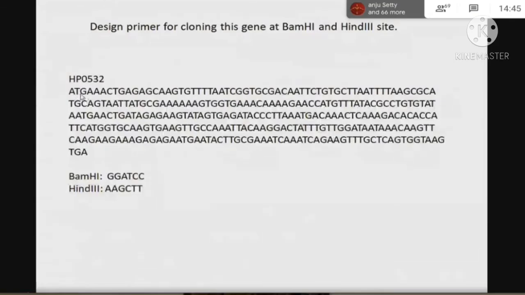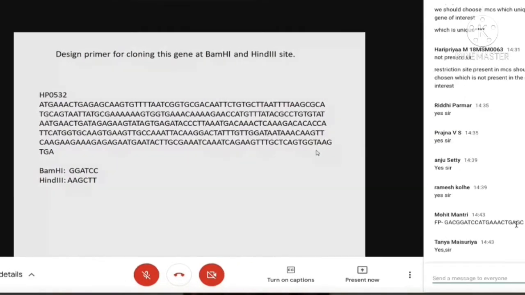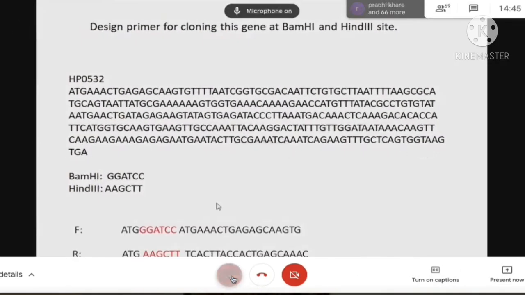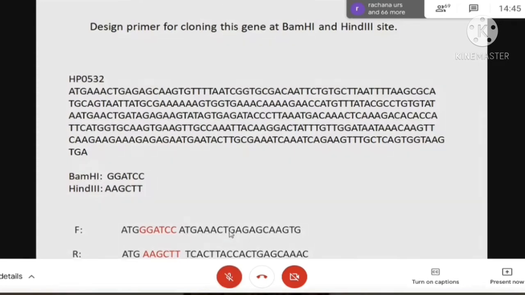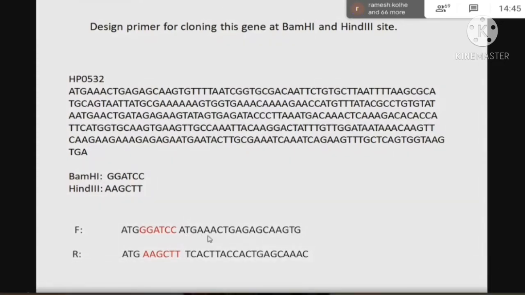As it is, we take ATG, AAA, CTG, GG. In this way we take 17 to 25 nucleotides. And the reverse primer we take complementary to this: A is T, G is C, T is A. In this way we take the reverse primer. Fine. So this is ATG, A. In this way this is the forward primer and this is the reverse primer.